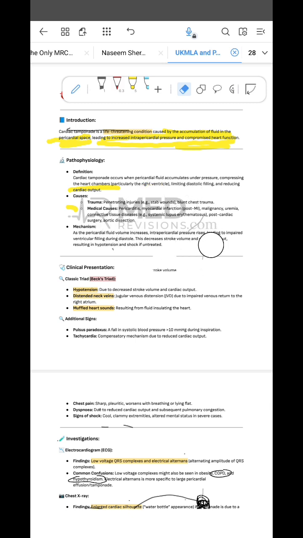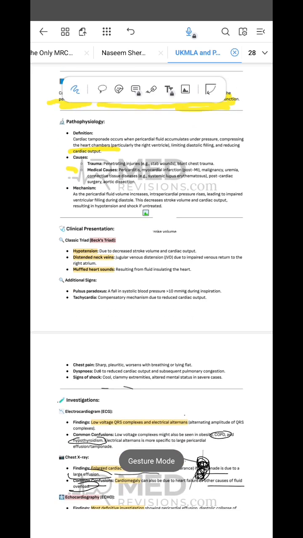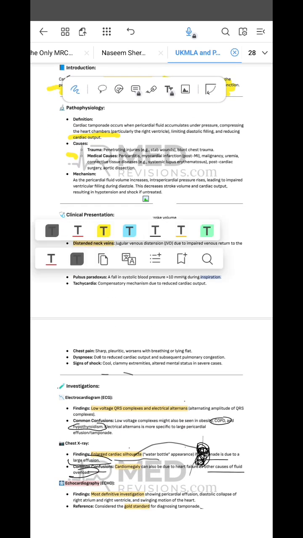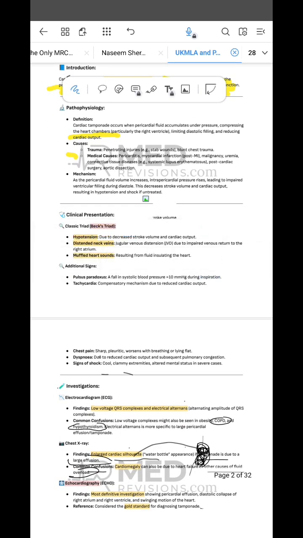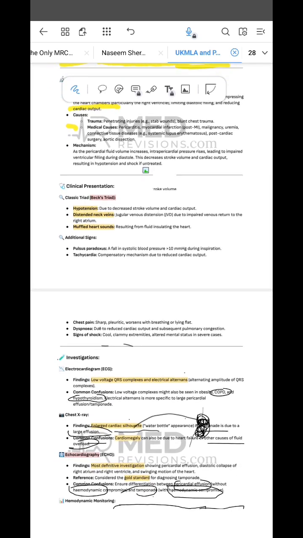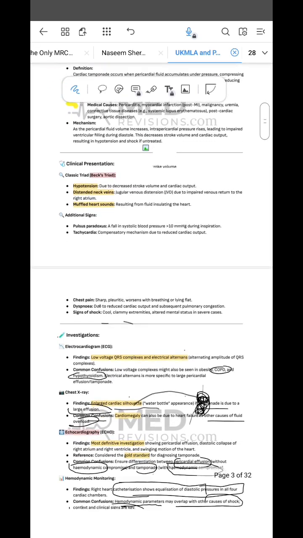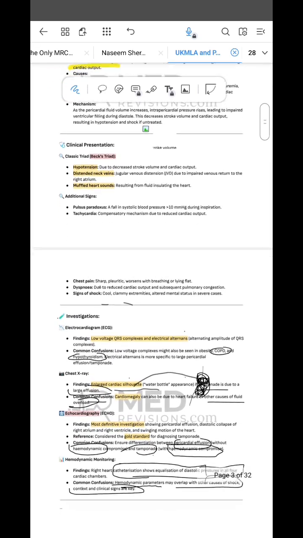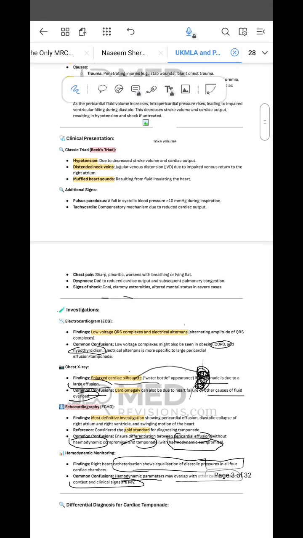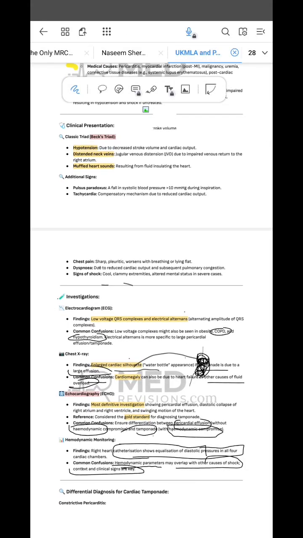Other causes include myocardial infarction, post-MI heart attack, malignancy, uremia, connective tissue disease, SLE (systemic lupus erythematosus), post-cardiac surgery, and aortic dissection. The mechanism: as I said earlier, fluid volume increases and intrapericardial pressure rises, leading to impaired ventricular filling during diastole. This decreases stroke volume and cardiac output, resulting in hypotension and shock. So what's the difference between pleural effusion and cardiac tamponade? There is a shock.